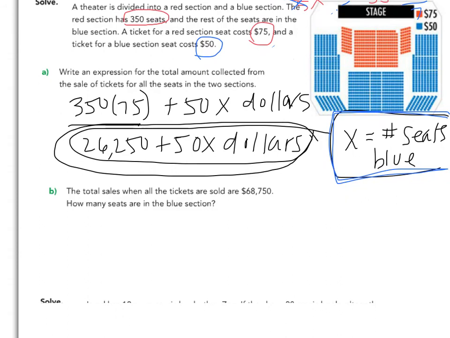Okay, so let's move on to B, and then I'm going to stop you again, let you work on it. The total sales when the tickets are sold are $68,750. How many seats are in the blue section? So use the expression from above and the total to solve for your unknown, and I'll be right back.